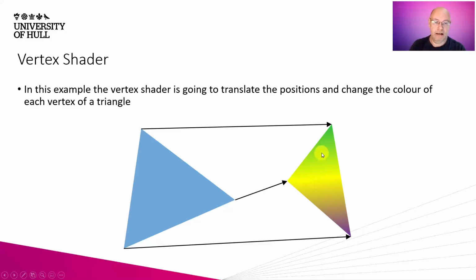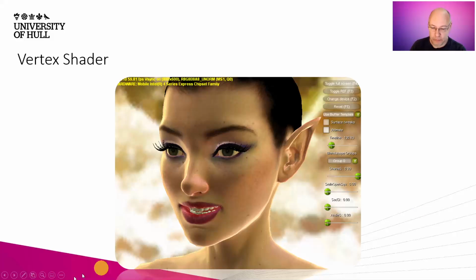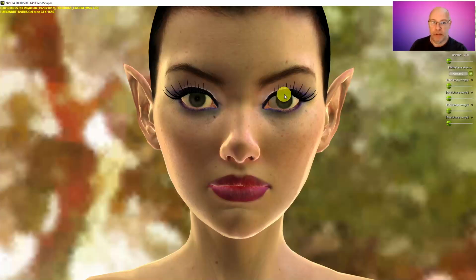I can apply an image, what we call a texture, to that triangle. What we do have to do is submit the positions of each of these vertices, but everything else can actually be created and changed directly in the vertex shader. So what that allows us to do is things like this.